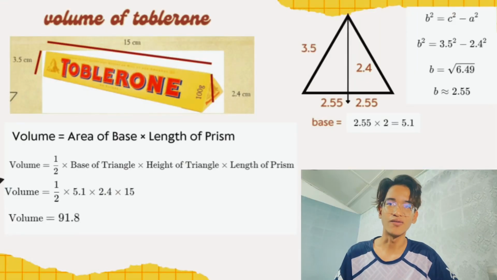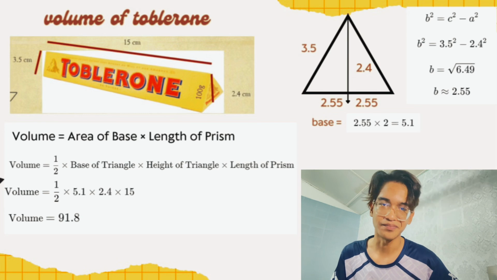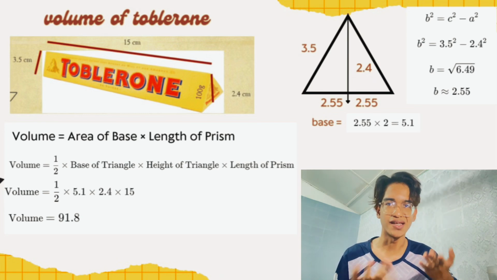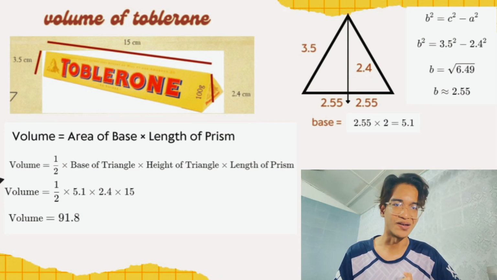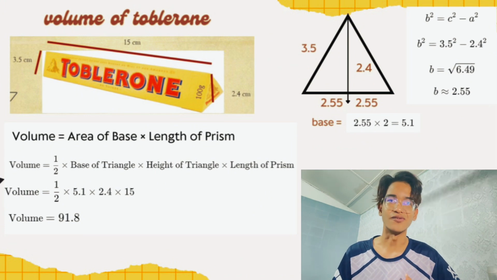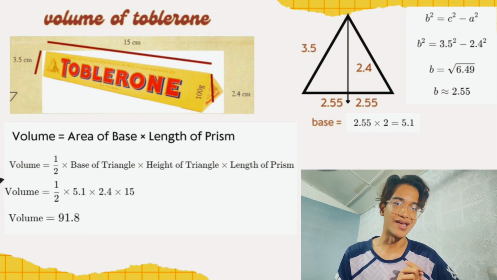Given that the length of the prism is 15 cm, the height of the triangle is 2.4 cm, and the slant height of the triangle is 3.5 cm. So, do any of you notice that the base of the triangle is not given right here? In order to find the base, we can use the Pythagoras theorem.